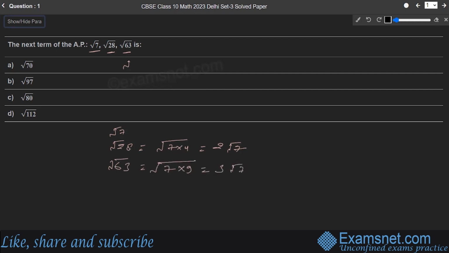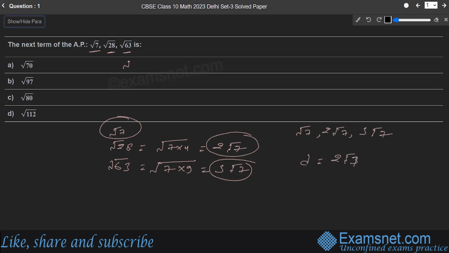3 root 7. So if you see the three terms, one is root 7, another is 2 root 7, another is 3 root 7. So they are in a proper AP, as we can see that they are continuously increasing. Okay, and what is the common difference? Difference can be found out by subtracting any two consecutive terms.